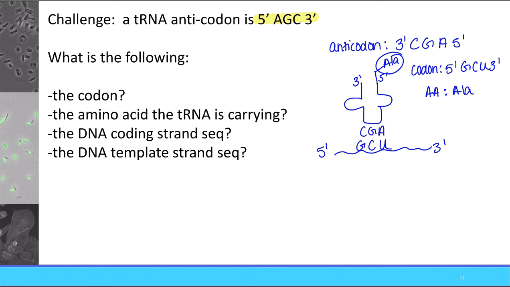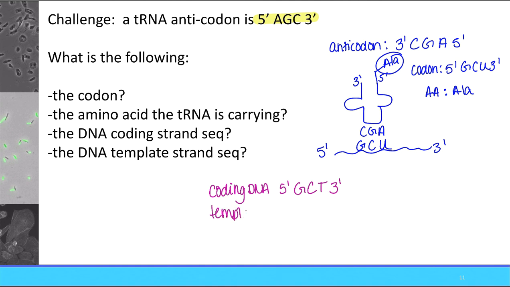So if you recall, thinking back to DNA, for mRNA, the strand of DNA that is mRNA-like is our coding strand. So our coding DNA is going to be just like our mRNA, except where there is a U, there's going to be a T, because DNA has T instead of U. So our coding DNA strand is GCT.